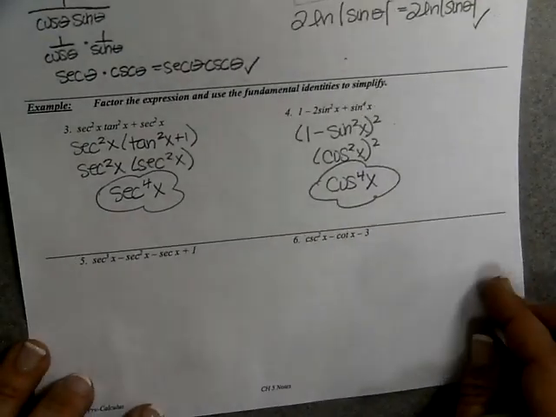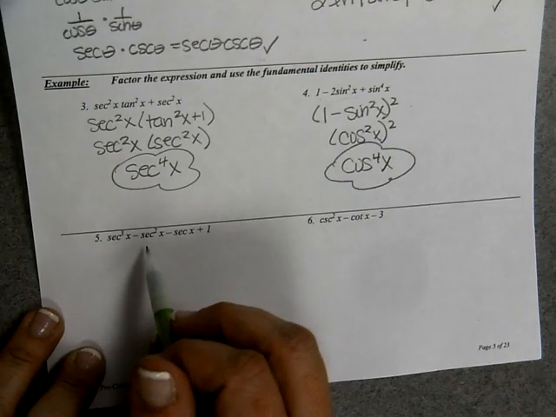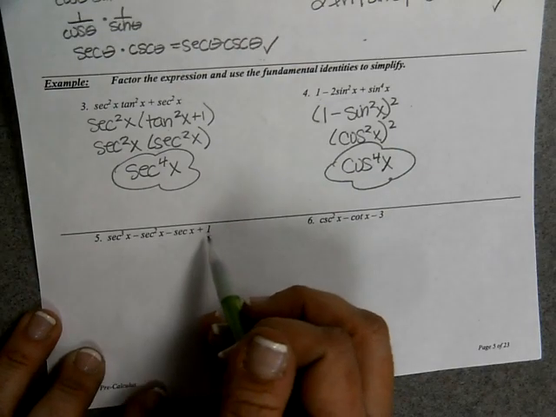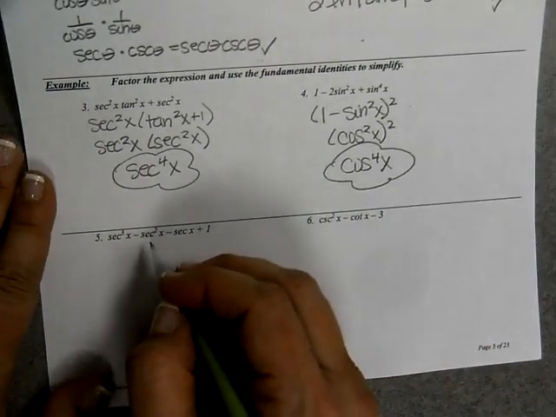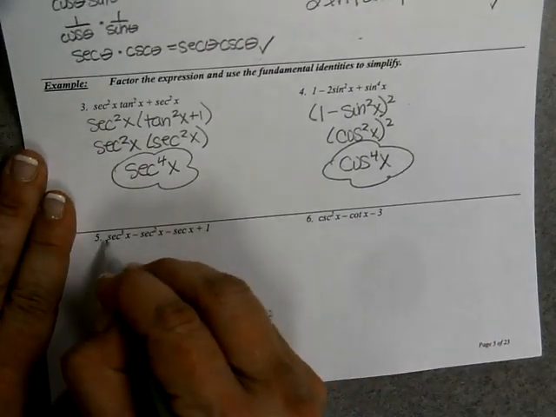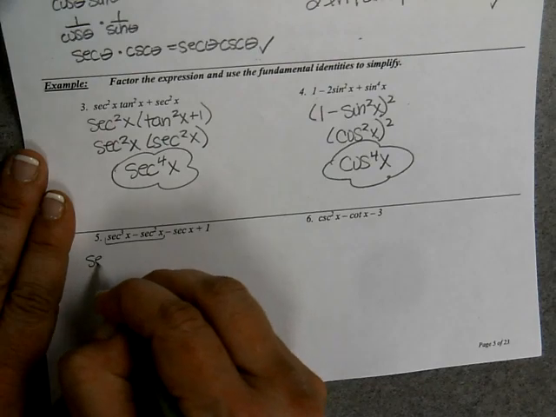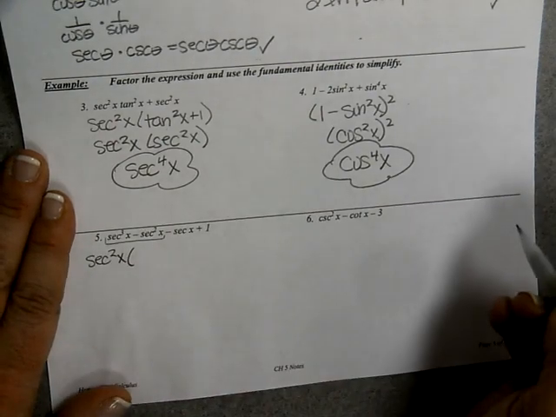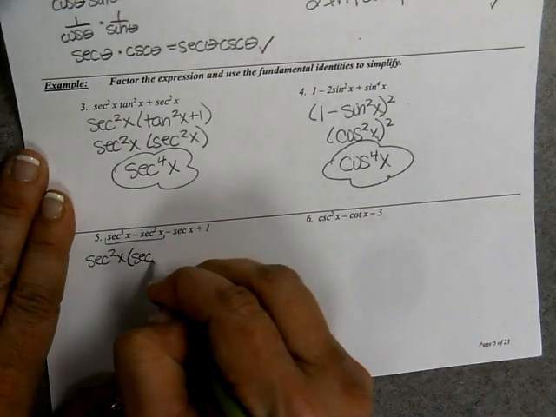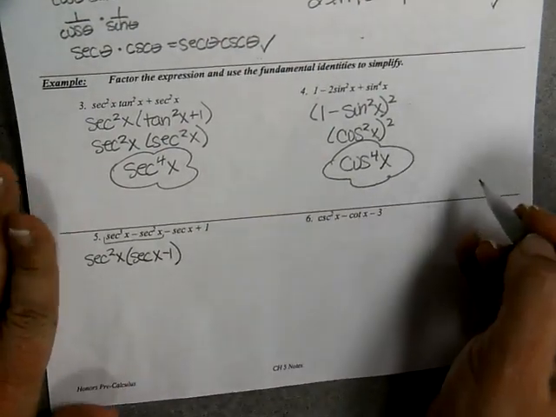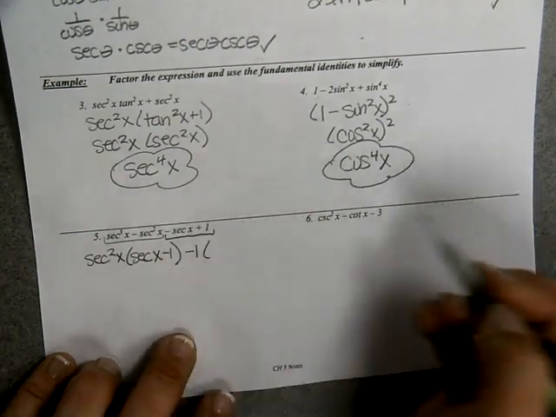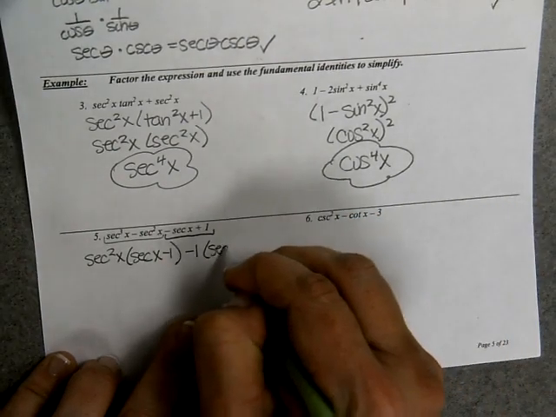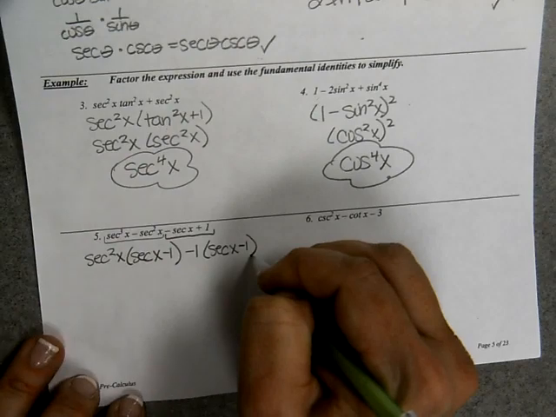Okay? Let's keep factoring in number 5. Number 5, we have secant cubed x minus secant squared x minus secant x plus 1. Well, we've got 4 terms. That looks like an awesome time to group. So in the first 2 terms, I could take out a secant squared x, and then I end up with secant x minus 1. And in the second 2 terms, why don't I take out a negative 1? That leaves me with secant x minus 1.